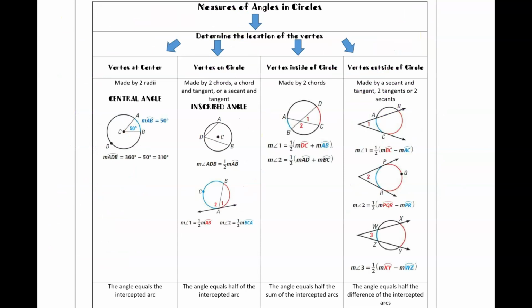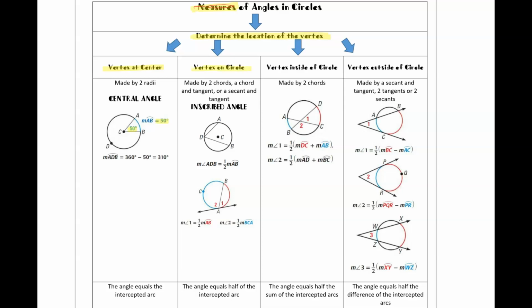Now I just want to put everything together that we've done so far with angles and circles. I made this graphic for you. If we were in school, you would have this as your graphic organizer. But this is talking only about measures of angles and circles. So really what I need for you to do first is to determine the location of the vertex. If the vertex is at the center, it's simply the central angle's measure. That's 50, that's 50. That's the easy one.